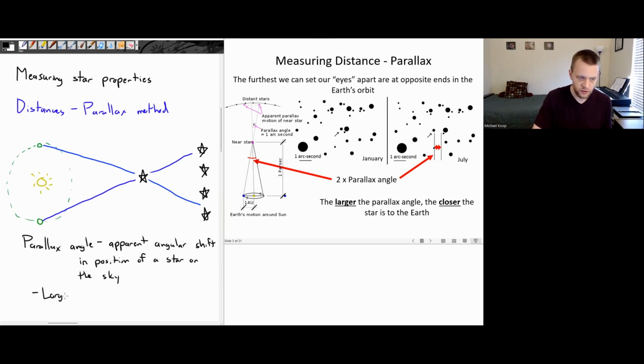So larger parallax angle means closer to our solar system.